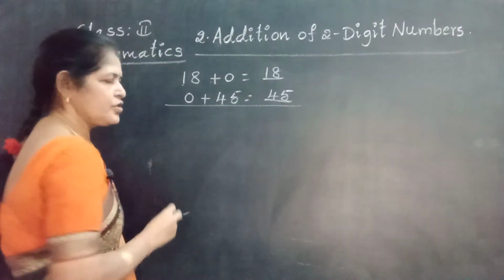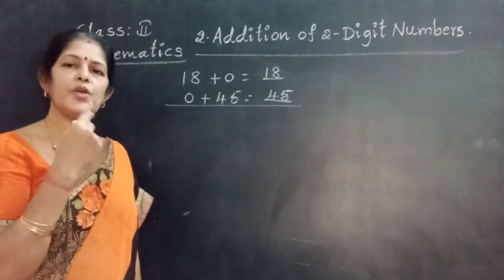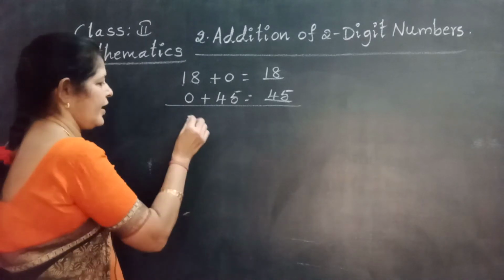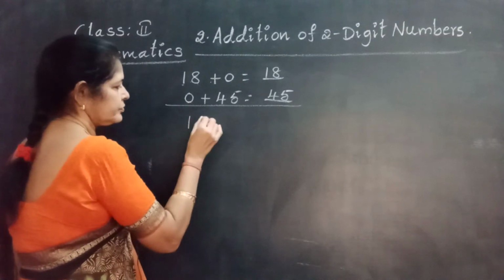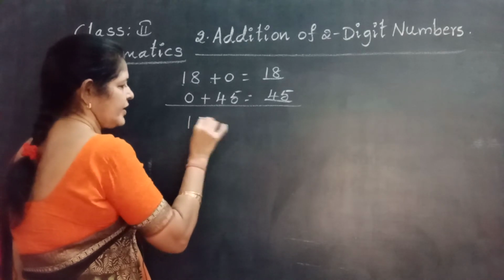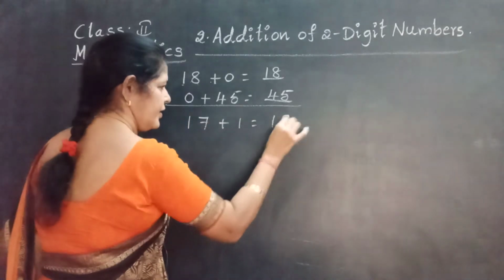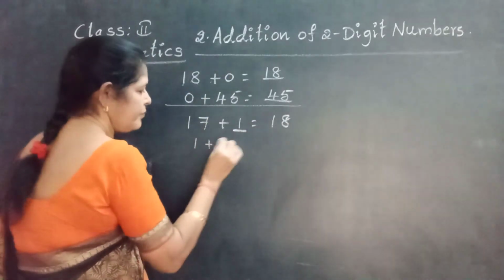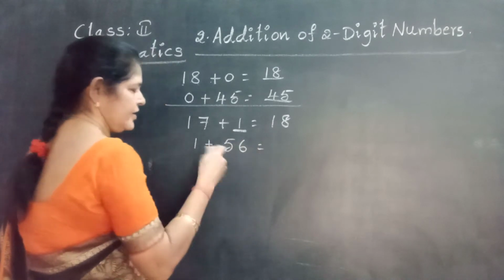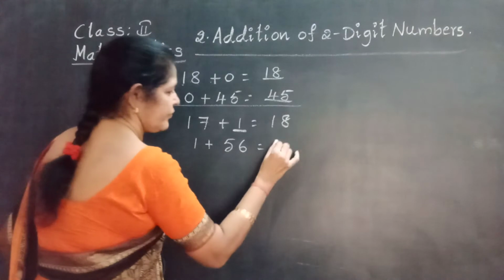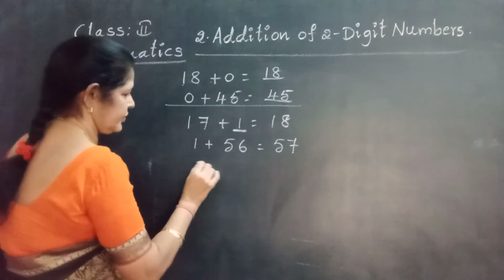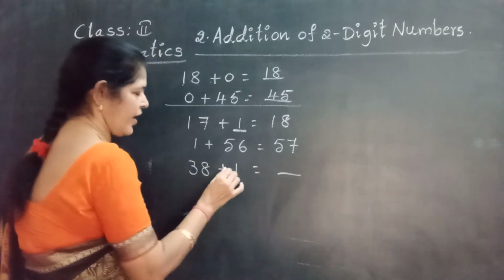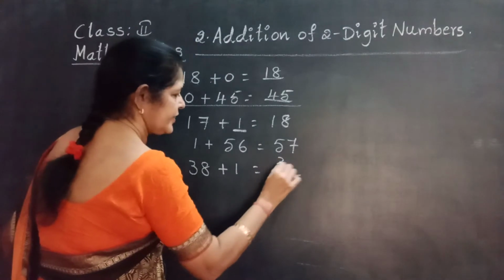The second addition fact is, if we add 1 to a number, the total is the next number of the given number. 17 plus 1, 18. The next number after 17. 1 plus 56. The next number of the given number, 57. 38 plus 1. The next number of 38, 39.